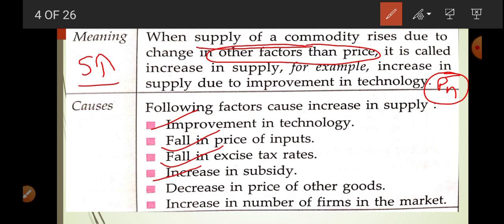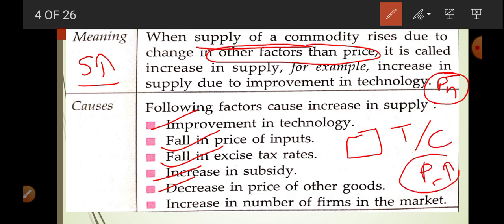Increase in subsidy. If the government provides a subsidy, again production becomes less costly, producers are going to produce more, and in this way supply is going to increase. Next is decrease in the price of other goods. Suppose there is one plant where you can cultivate tea and you can cultivate coffee. If the price of coffee increases, obviously you are going to plan to produce coffee in place of tea. So that is given here.